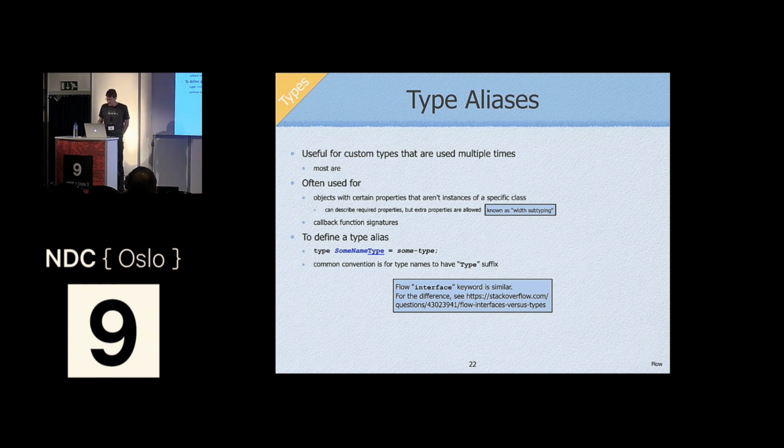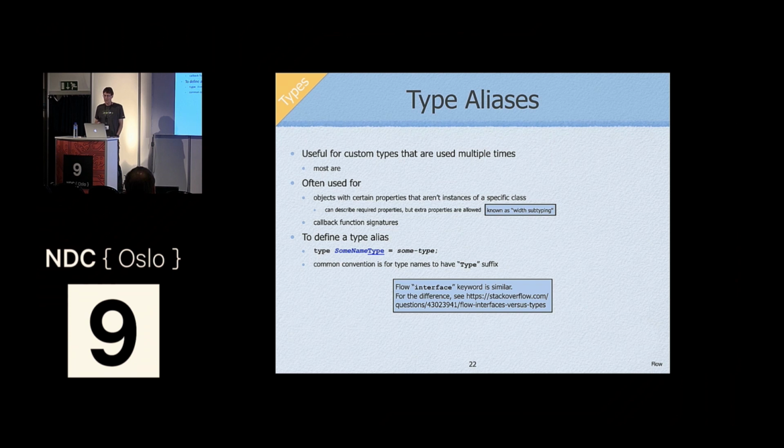When you want to define one of these type aliases, you say type and you give it a name, and then there's some type definition here, and we'll see lots of examples of what goes there coming up. There's a strong convention that your type name should end in the word type, but it's just a convention. You don't have to do that. Another keyword in Flow you might want to look up later is interface. It's very similar to type, and I have a URL where you can read about the difference between those two.